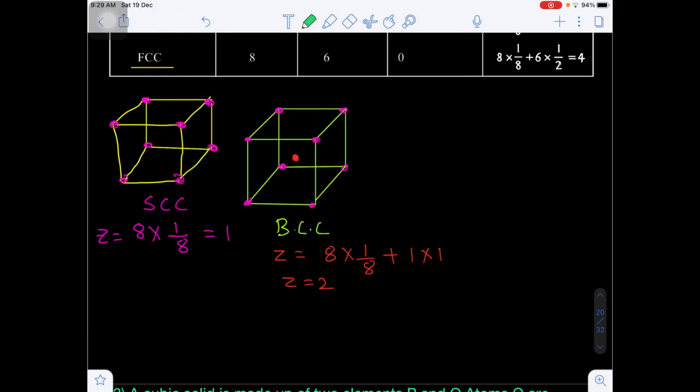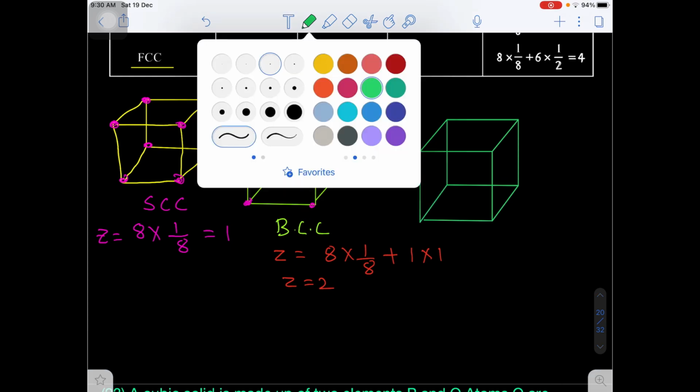Body centered cubic crystal. And one more important unit cell which we have is face centered cubic crystal. In a face centered cubic crystal, apart from the particle at each corner, there is one more particle present at the center of each face, in addition to the corner.